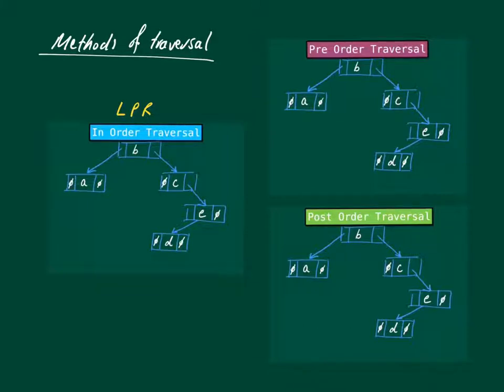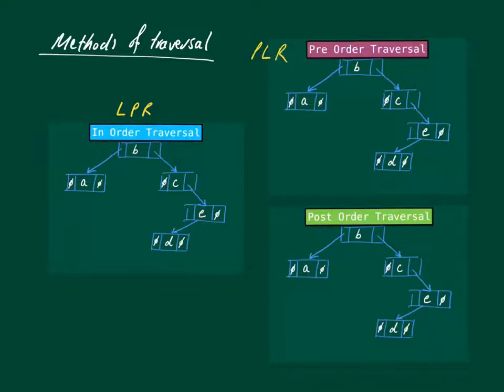With regard to pre-order traversal, we start with the root node as before, but with pre-order traversal what you do is you start with the parent node, then you evaluate the left node, and when you've finished with the left node, you evaluate the right node. So this is known as PLR.